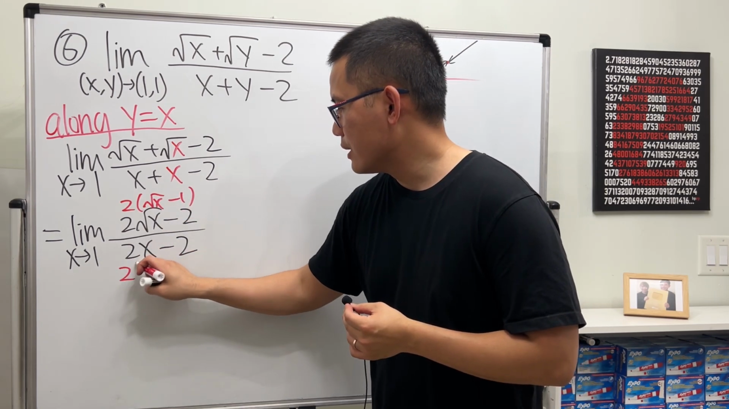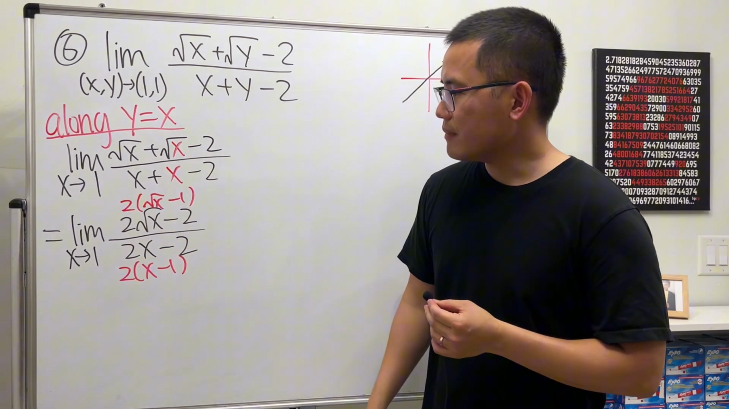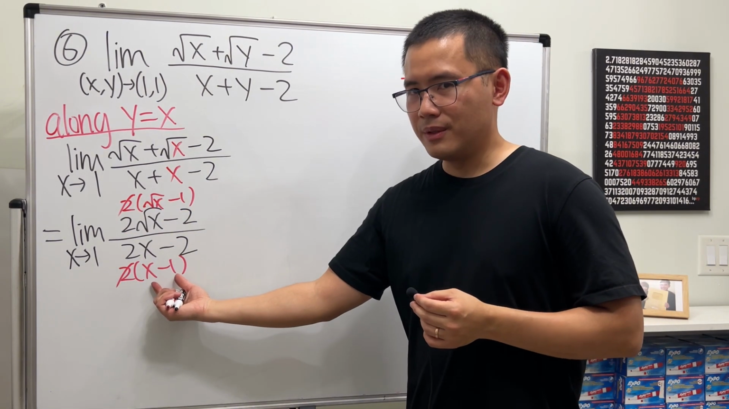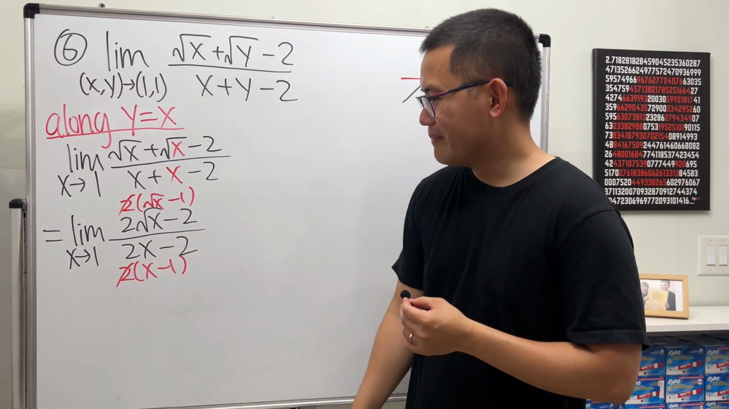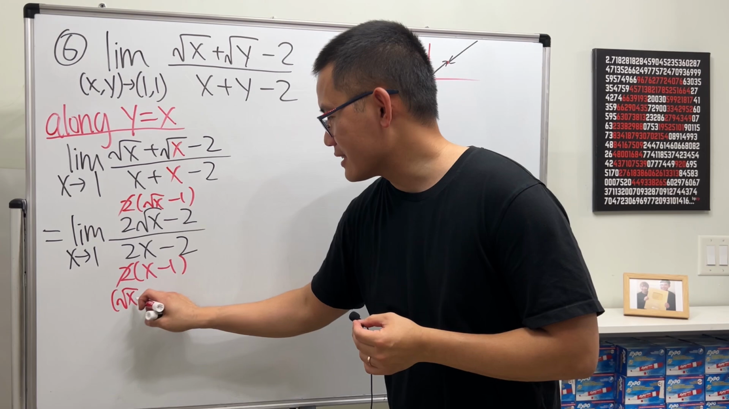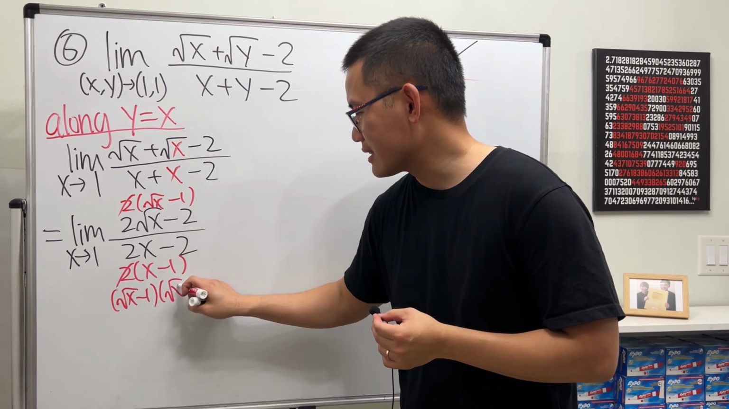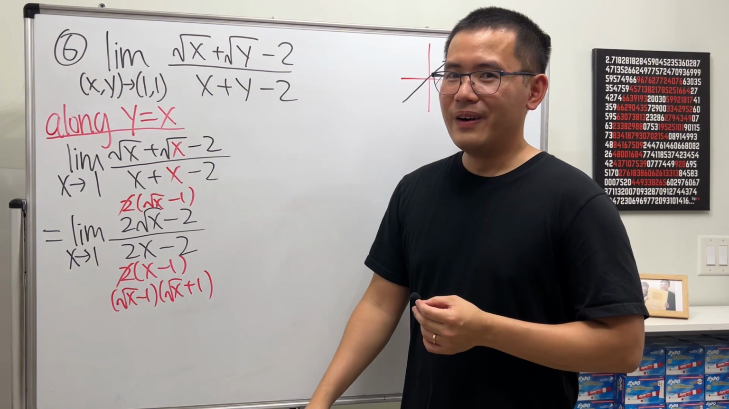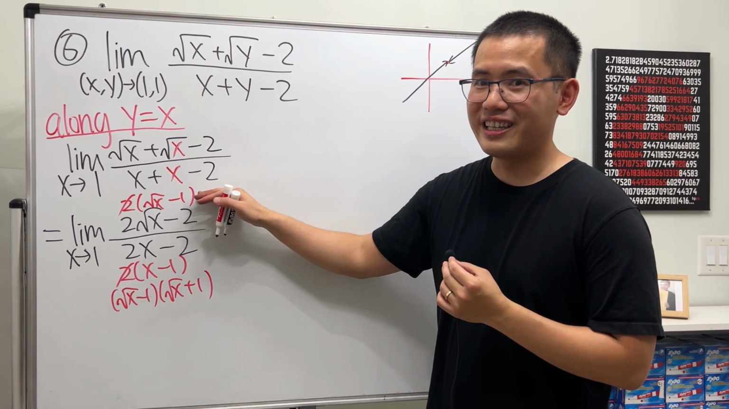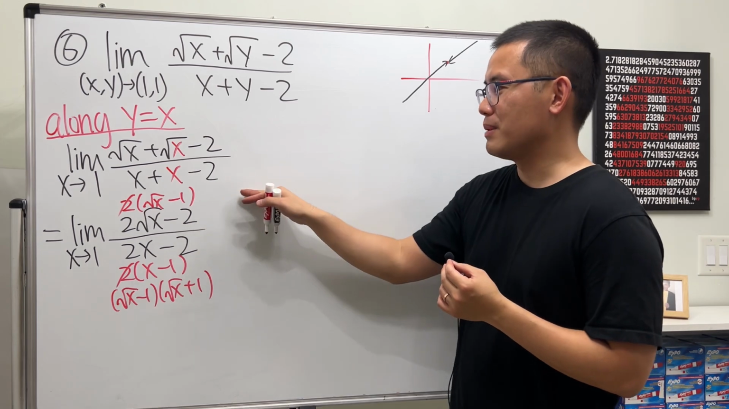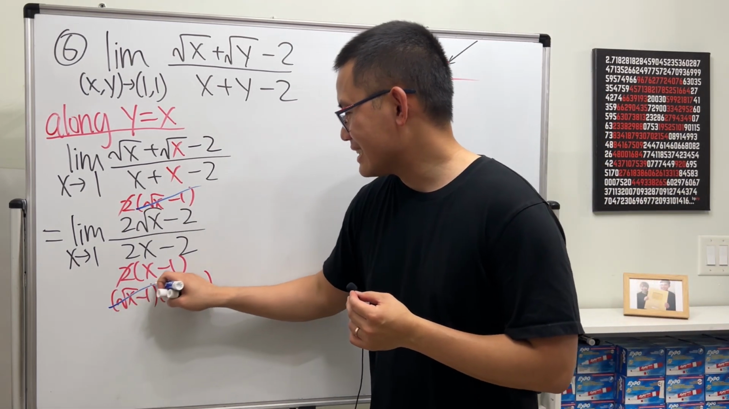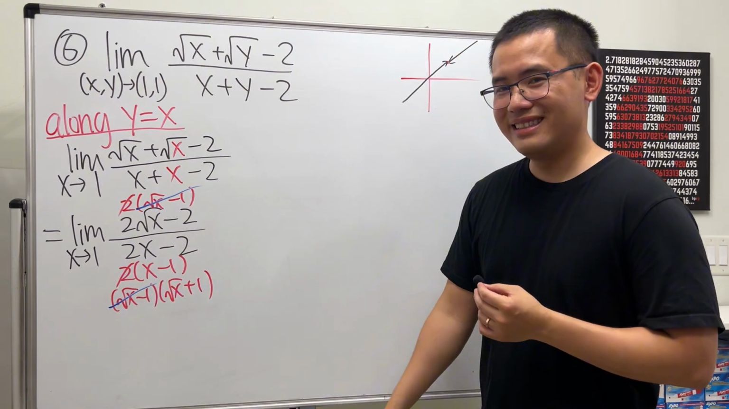Factor out 2 and then x minus 1. And in fact, not only can we cancel out 2, we can continue to factor this. Let me show you. x minus 1 can be factored as square root of x minus 1 times square root of x plus 1. Well, you can do it the traditional way, multiply the top and bottom by its conjugate, which is square root of x plus 1, and I'll leave that to you. Now you see this and that cancel, and that's the key.